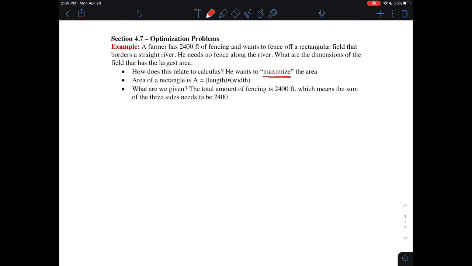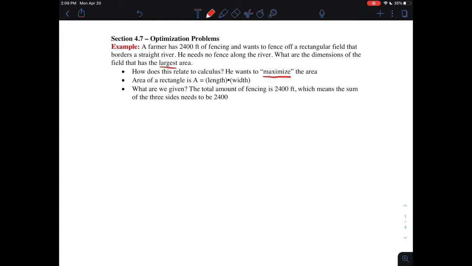Whenever we see find a maximum value, find a minimum, make something the largest, make something the smallest, we want to think of extreme values. And when we're finding extreme values, at some point we're going to need to involve the derivative. If you're going to use the derivative, you need some sort of function to even start with.